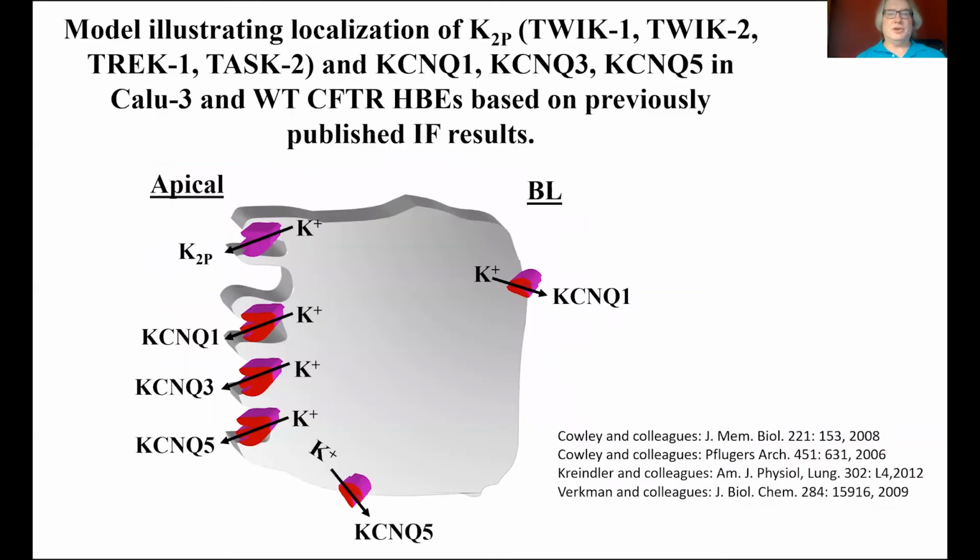So relevant to our work, these labs demonstrated by both immunofluorescence and electrophysiology that the 2-pore K channels were located exclusively to the apical membrane. Again, this was in both Calu-3s and primary cultures of HBEs. KCNQ1 was located to the apical membrane as well as the basolateral membrane. KCNQ3 was located exclusively apically, and KCNQ5 was shown to be both apically and laterally.